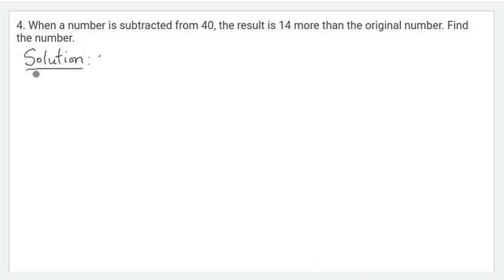Now, a number is subtracted from 40. Let x be the number. Let the number be x.